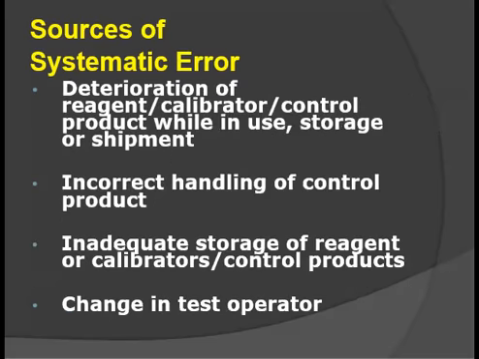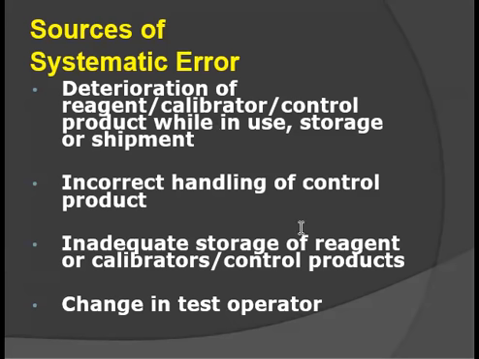What else? Deterioration of reagent. Okay? So what else? Incorrect handling of control product. Like for example, you did not protect the control material from light, and then you are measuring bilirubin in your control material. Okay? So, source of systematic error again. What else? Inadequate storage of reagent or calibrators.